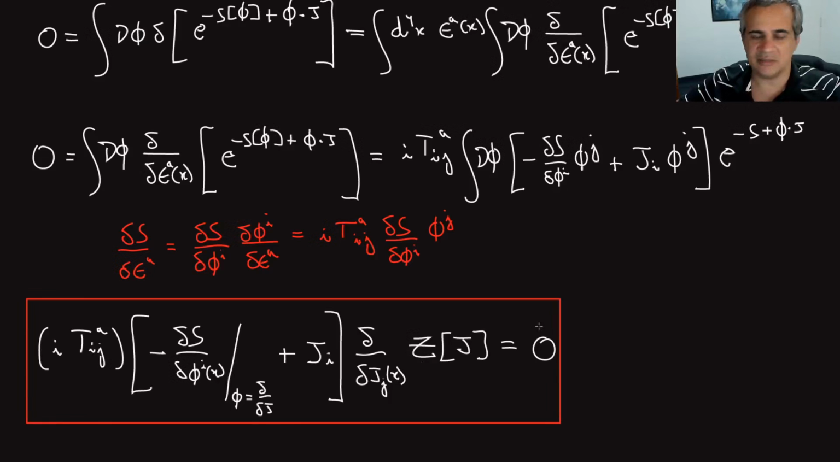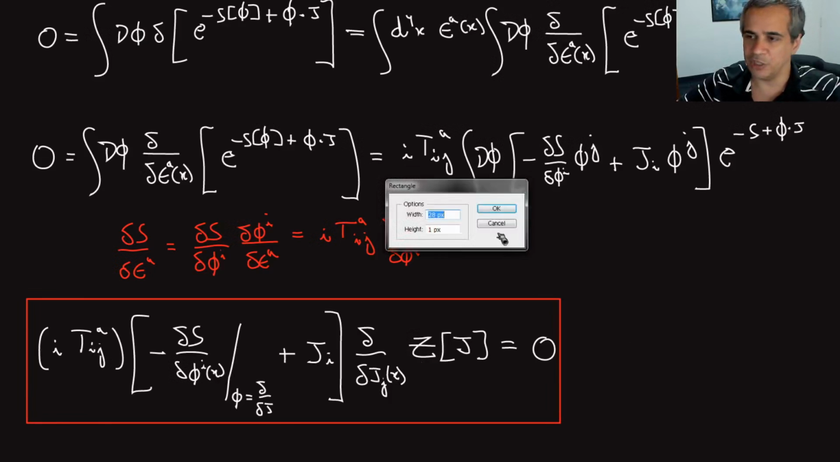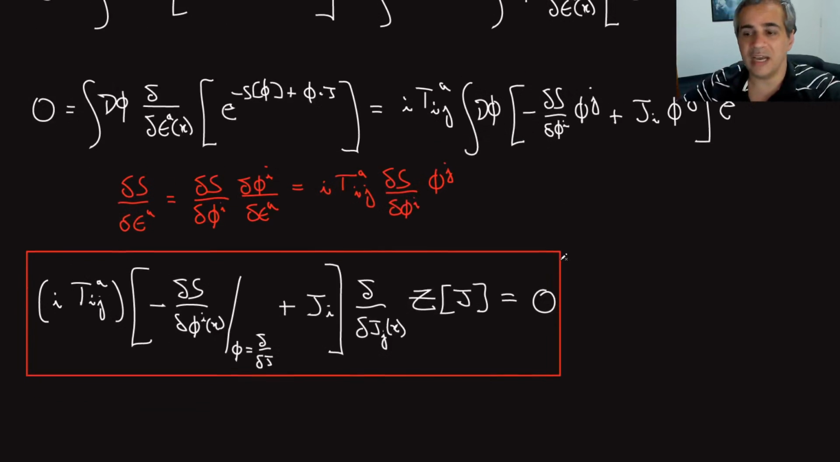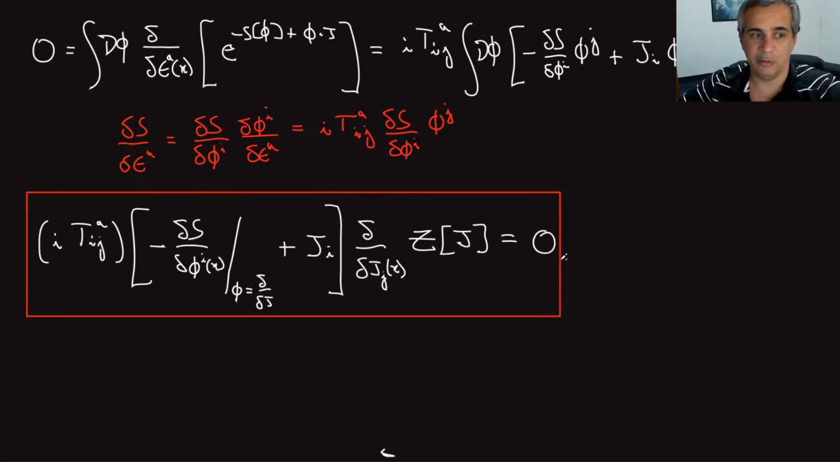And we'll see that a similar logic will lead to what we call the Ward-Takahashi identities, which are even more powerful, but they come from local symmetries. In here, I just used global symmetry.